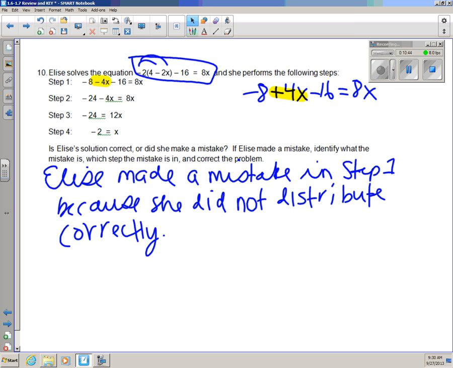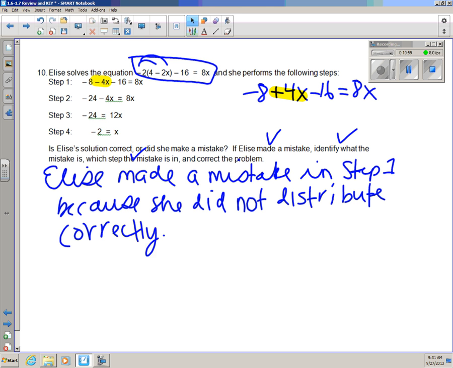So we've already answered some questions here. Yes, she made a mistake, and we identified what it is, and we identified the step that she did it on. And we've also corrected the problem essentially. I'm going to finish though solving this.